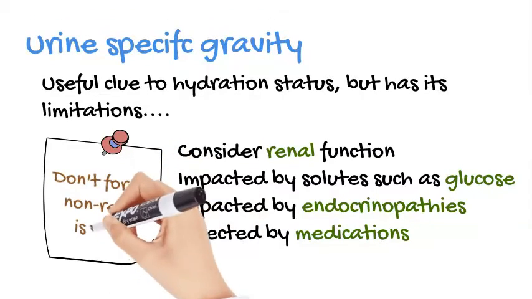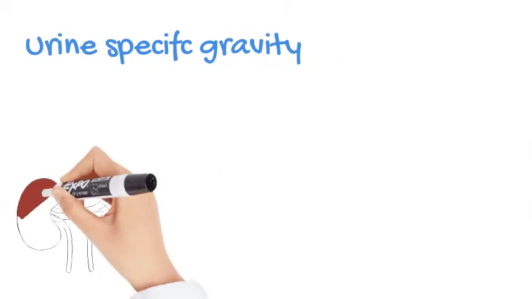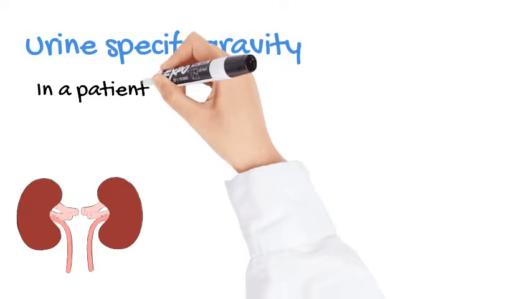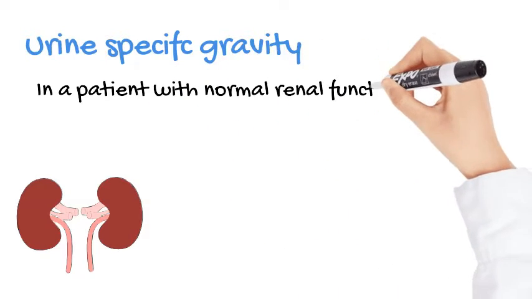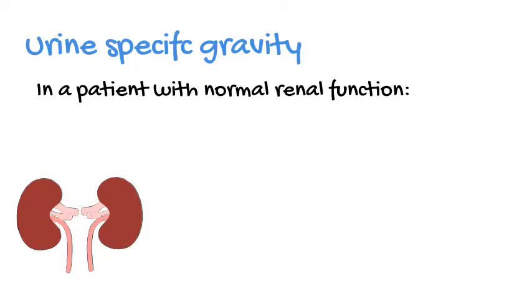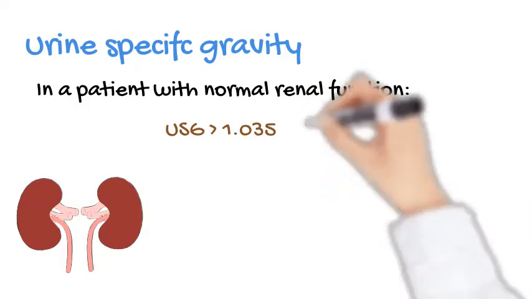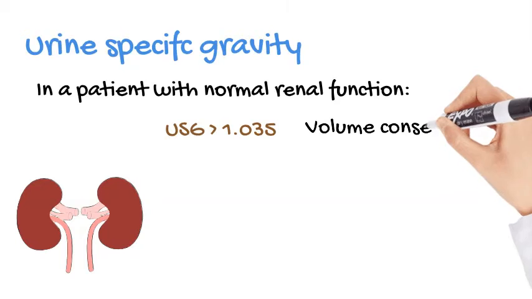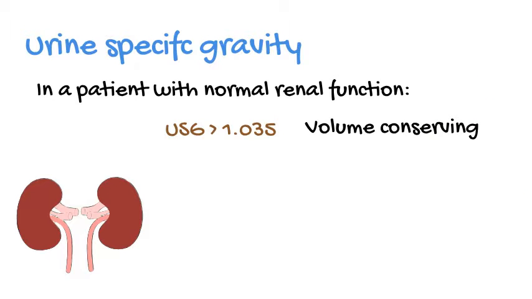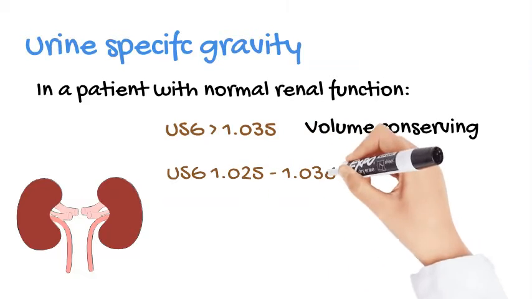If we assume, though, that we have a patient who does have normal renal function and doesn't have anything like an endocrinopathy that's going to confuse its ability to concentrate its urine, we can use our USG to get some idea about a patient's volume status. If the USG is over 1035, then that patient is volume conserving, and you may want to up your fluid planning. If the USG is 1025 to 1035, that's not ideal, but it's acceptable.